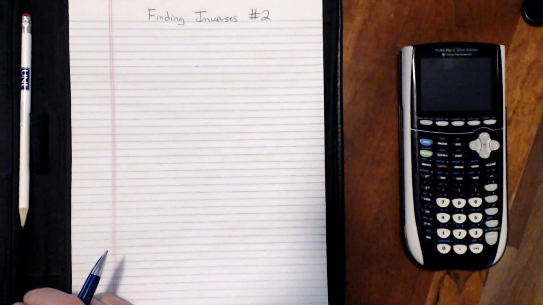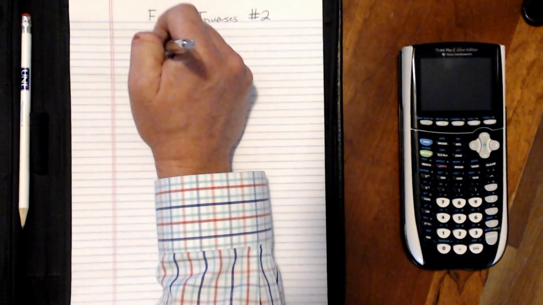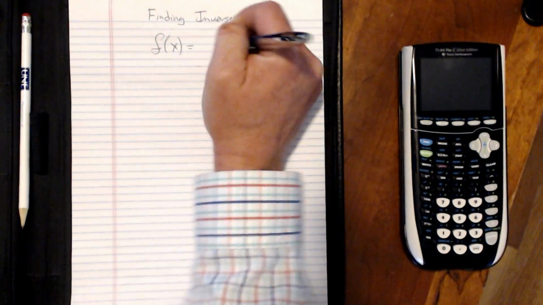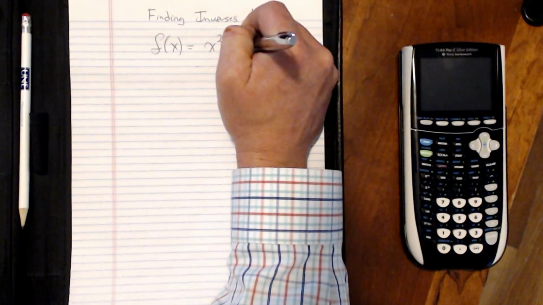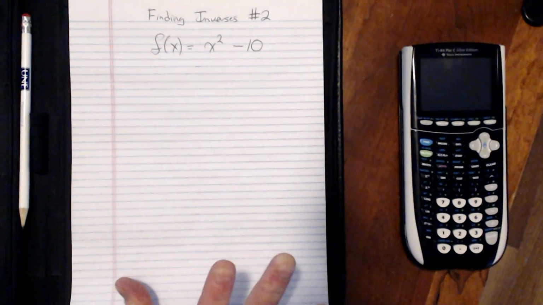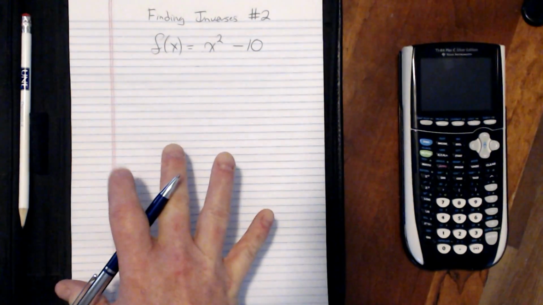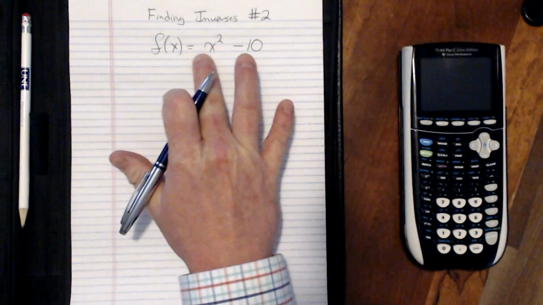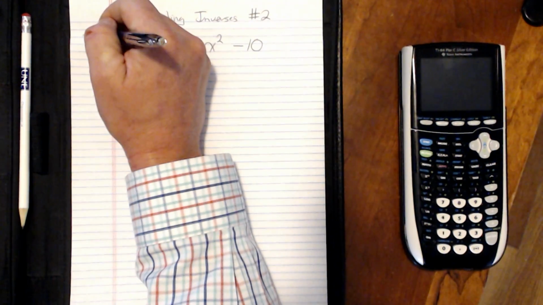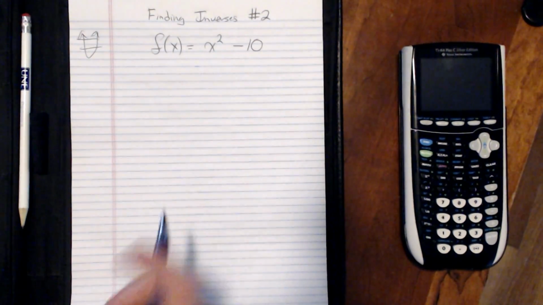All right, we're going to do another example for finding inverses. Let's say I had f of x is equal to x squared minus 10. I already know that the inverse function is not going to be a function, and the reason for that is because I know this is a parabola and I know it does not pass my horizontal line test. But we'll get to that in a second.